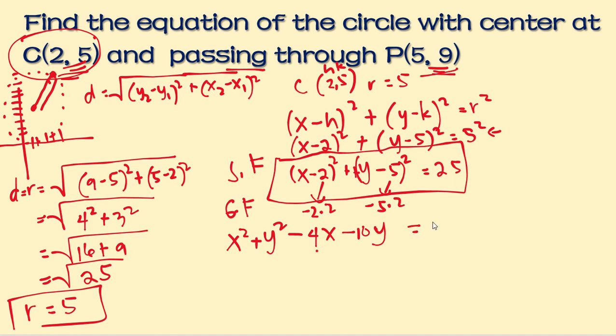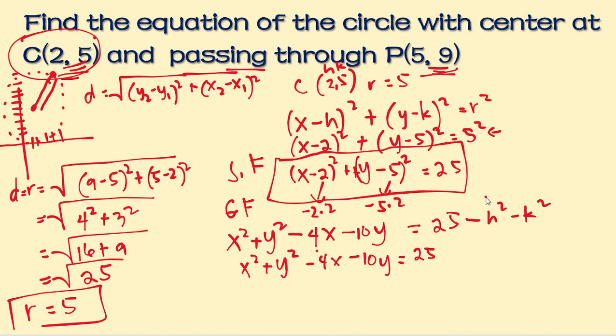And then, equals, di ba, 25 to. Gawin mo, minus h squared minus k squared. Ibig sabihin, yung h na times mo sa sarili, ima-minus mo dun sa 25, tapos yung k din, ima-minus mo din yung k squared. Okay? So, magiging x squared plus y squared minus 4x minus 10y is equal to 25.